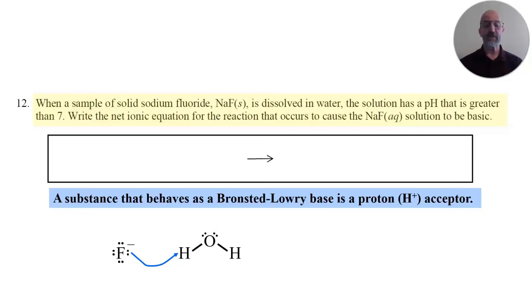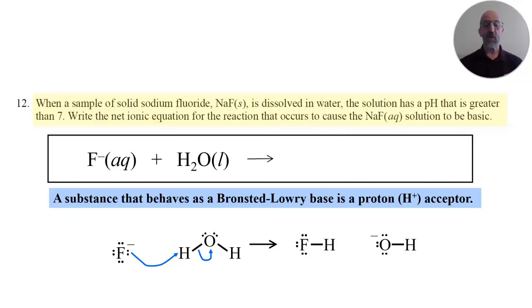So there's the arrow I'm showing you indicating a new bond is going to be formed between the F- and the H+. And then when that bond breaks between the H and the O, it's going to form the hydroxide ion. So the products of this reaction between the F- or the fluoride ion and water would be a molecule of HF and then the hydroxide ion. So the F- reacts with water and it produces a molecule of HF and the hydroxide ion.